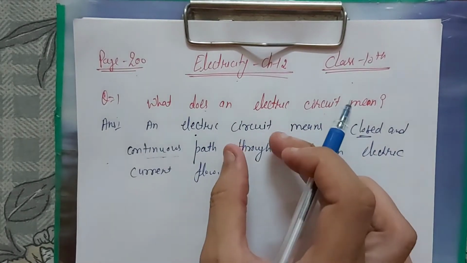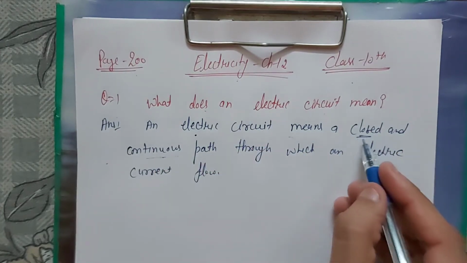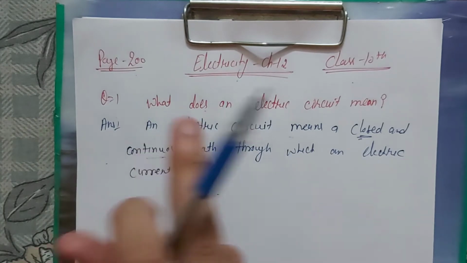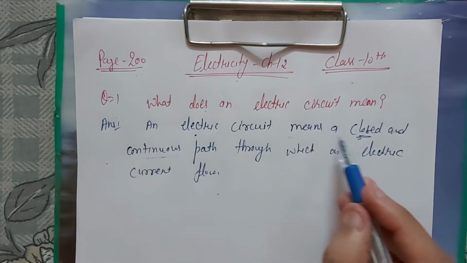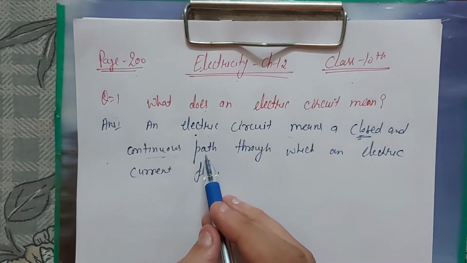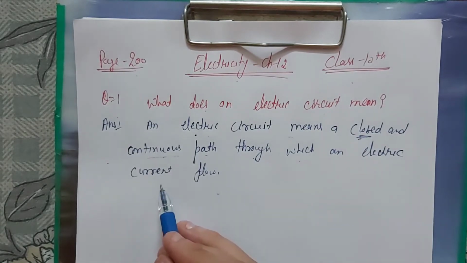That means our electric circuit is a closed path, and through it the electric current flows continuously. That means an electric circuit means a closed and continuous path through which an electric current flows.